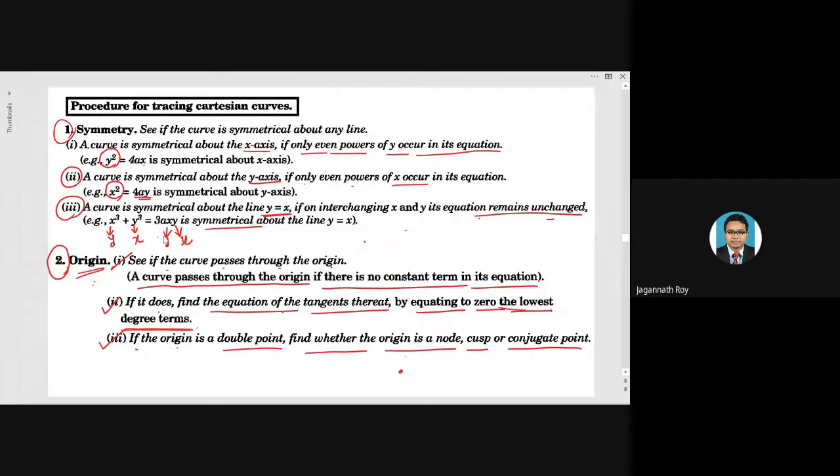Whether at the origin the function will be of this form, that is a cusp. If it is not a cusp, whether it is a node. So in real life we can plot these two graphs only. A conjugate point is not possible to show. So either it is a node or a cusp. These two are visible to us.